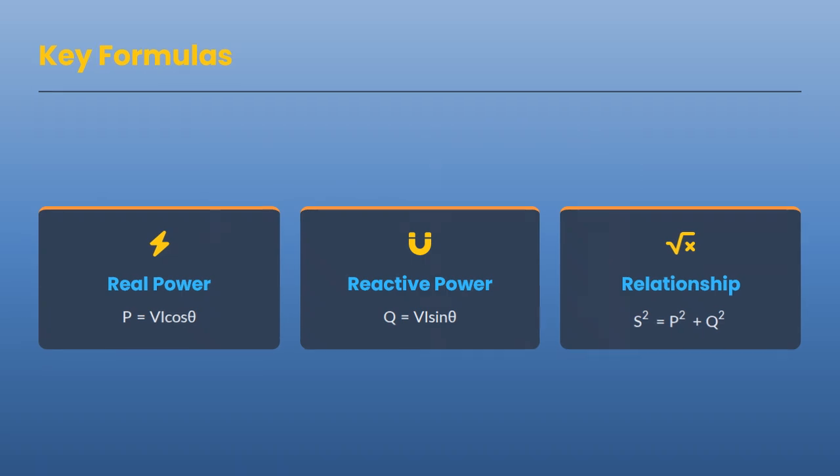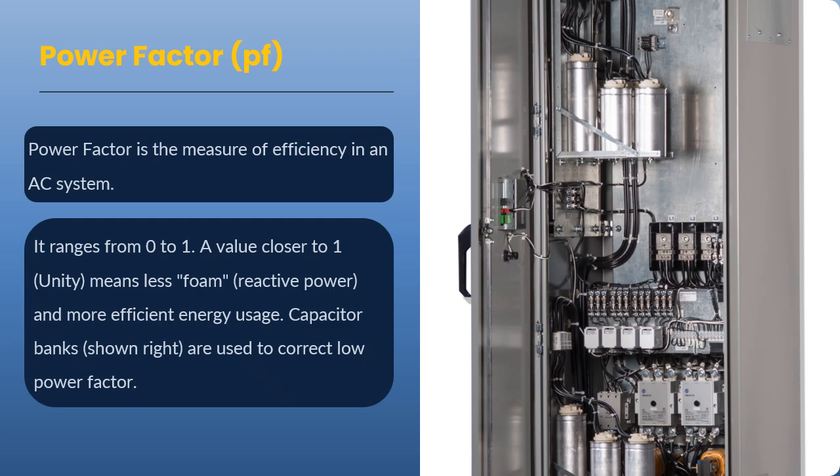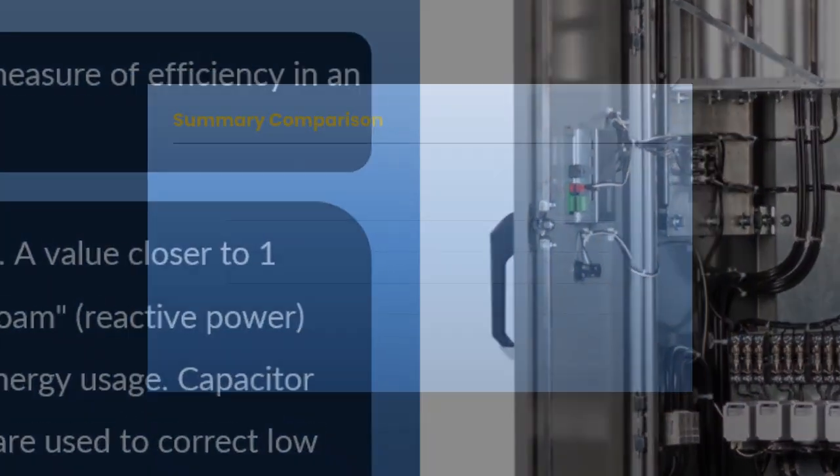Power factor, PF. The power factor is a crucial metric, representing the ratio of real power to apparent power. It is essentially the measure of efficiency in an AC system, expressed as the cosine of the phase angle. A power factor closer to 1, or unity, means the system is highly efficient with minimal reactive power. Low power factors are typically corrected by installing capacitor banks, which introduce leading reactive power to counteract lagging inductive loads.